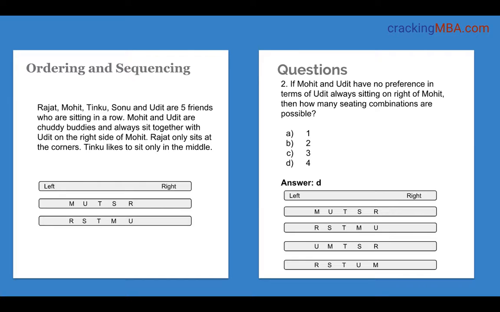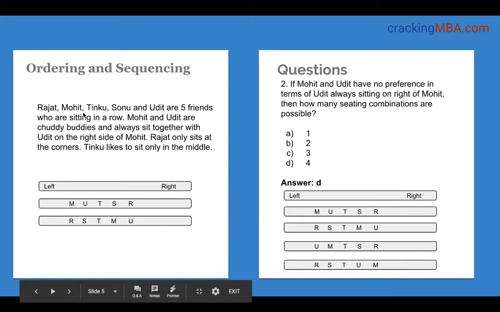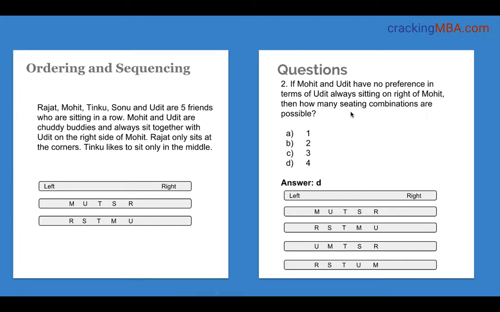If Mohit and Udit have no preference in terms of Udit always sitting on the right side of Mohit, then how many seating combinations are possible? So in the original question, we saw that Mohit and Udit are always buddies and always sit together such that Udit is on the right side of Mohit. So we said MU is a sequence that should always be followed. But the question is saying it need not be MU, it can be UM also. Then how many possibilities are there?